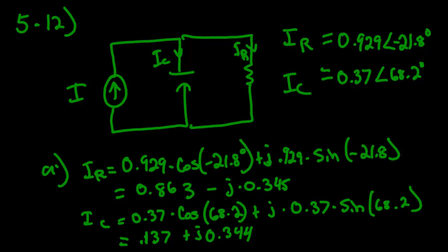Yeah, your calculator may have been in radians. Okay, now that's part A. Part B just says, yeah, part B is just equal to IC plus IR. So all we're doing is taking our rectangular form.